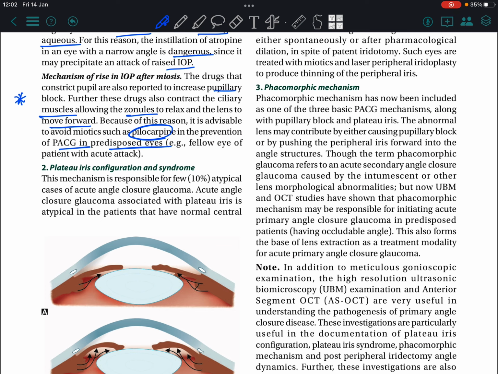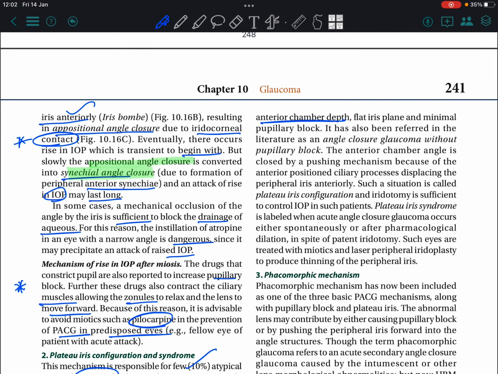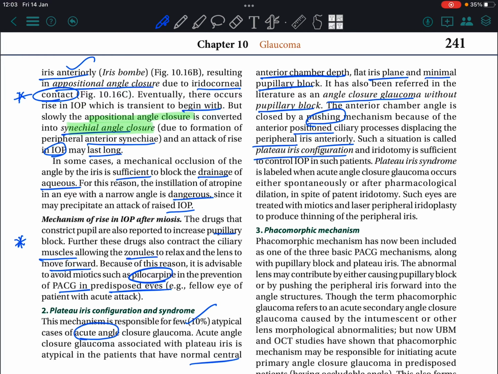Plateau iris configuration and syndrome. The mechanism is responsible for few atypical cases of acute angle closure glaucoma. Acute angle closure glaucoma associated with plateau iris is atypical in patients with a normal central anterior chamber depth, flat iris plane, and minimal pupillary block. It has also been referred to in literature as angle closure glaucoma without pupillary block. The anterior chamber angle is closed by a pushing mechanism because of anterior push by ciliary processes displacing the peripheral iris anteriorly. Such a situation is called plateau iris configuration.